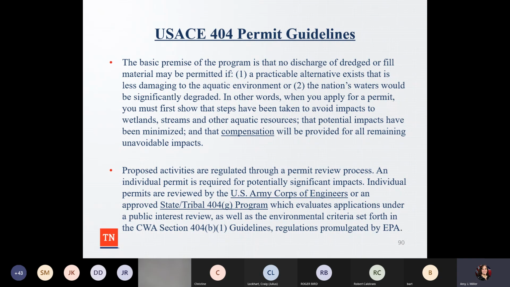Proposed activities are regulated through a permit review process. So an individual permit is required for potentially significant impacts, and then they can be reviewed by the Army Corps of Engineers, and then the state and tribal 404(g) program.